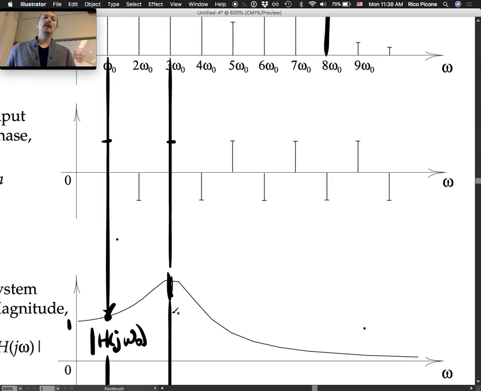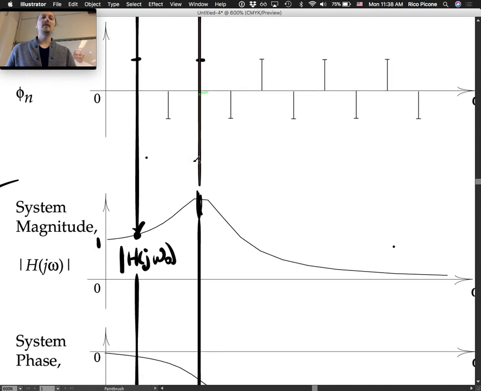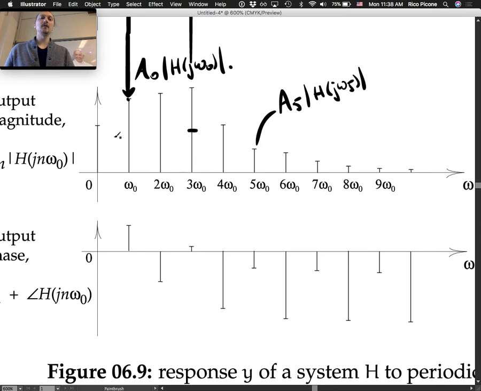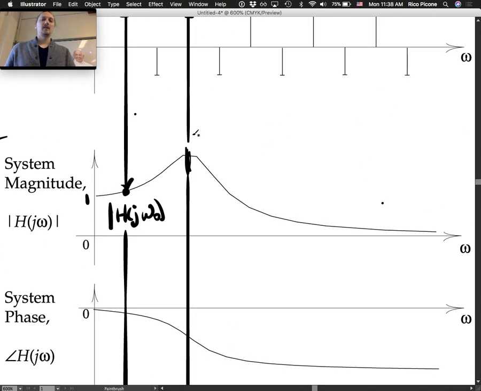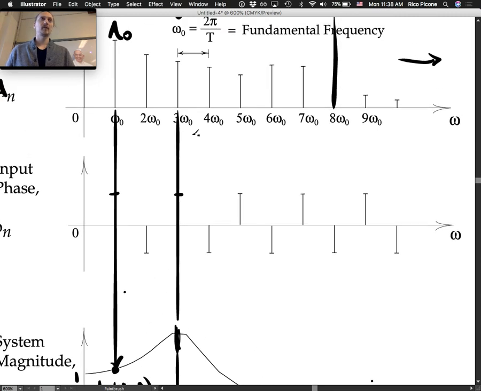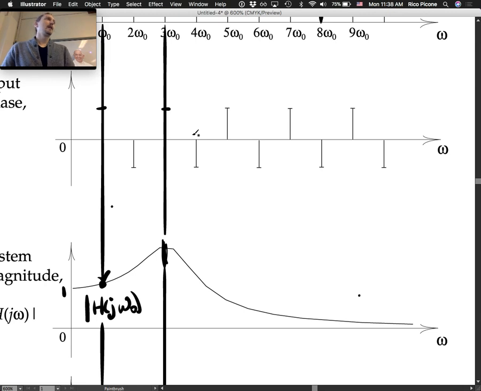Right. And so these are independent of each other, but when they get combined, then the bottom two graphs are showing what the combination is. Okay, so the system magnitude plot for the Bode plot is not dependent upon the input magnitude. Exactly. That's this one. Okay, gotcha.